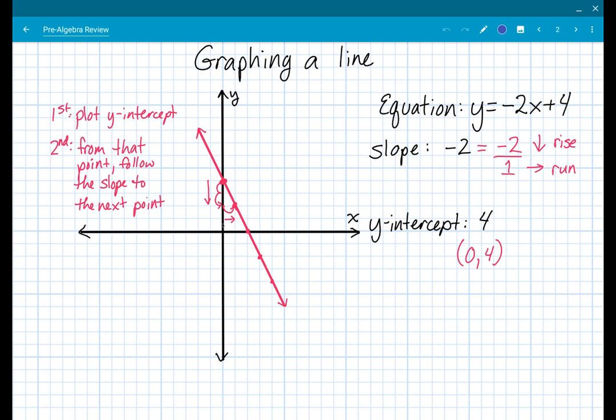So I counted up from the origin to 0, 4, plotted a point, and then from here I can use my slope to go down 2, over to the right 1, and I can keep following that pattern to find more points. Down 2, to the right 1, down 2, to the right 1, until I have enough points that I feel confident I can put a line between them and that it will look straight.